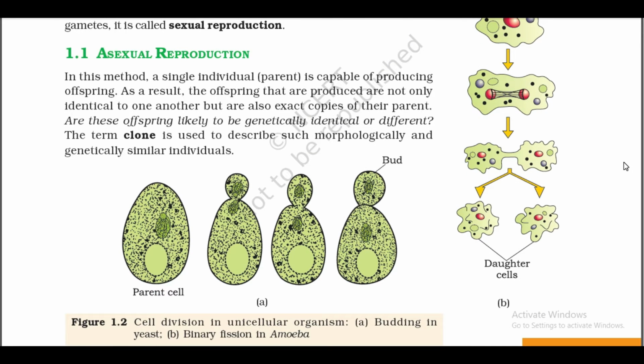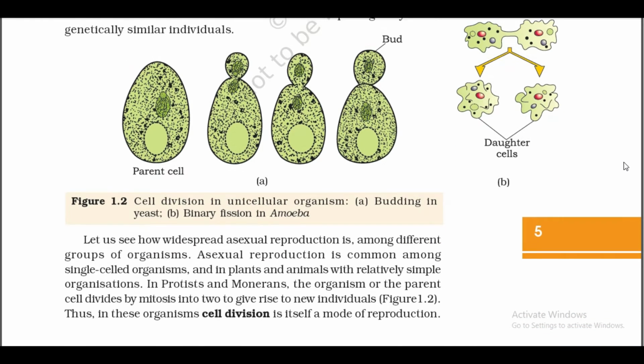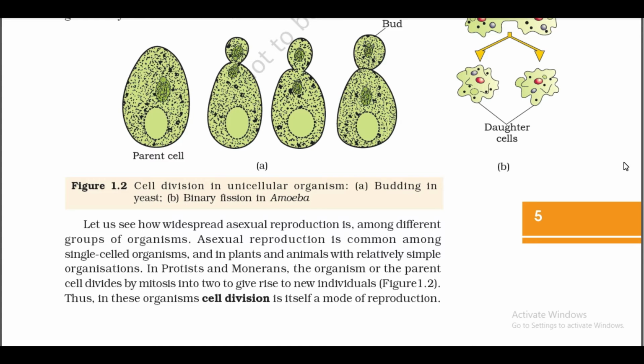1.1 Asexual reproduction. In this method, a single individual parent is capable of producing offspring. As a result, the offspring that are produced are not only identical to one another but are also exact copies of their parent. Are these offspring likely to be genetically identical or different? The term clone is used to describe such morphologically and genetically similar individuals. Let us see how widespread asexual reproduction is among different groups of organisms.